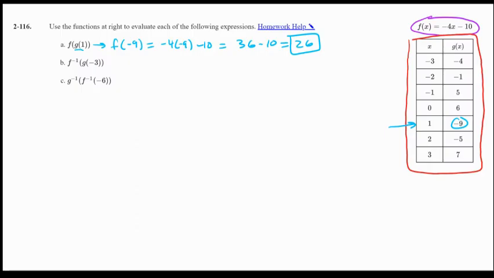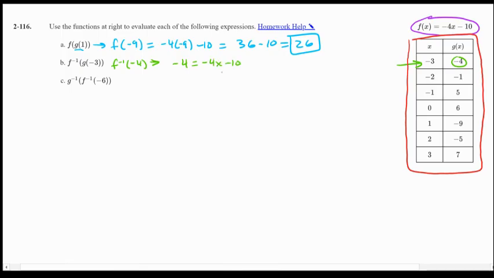The next one says f inverse of g of negative 3. So when I do this one in green here, I'm going to look for negative 3. Looks like the output here is negative 4. And then what I have here is the inverse of f of negative 4. And so when I do that, remember that I'm plugging in the negative 4 not in for x, but you're plugging it in for f of x. And so what we end up getting is negative 4 equals negative 4x minus 10.